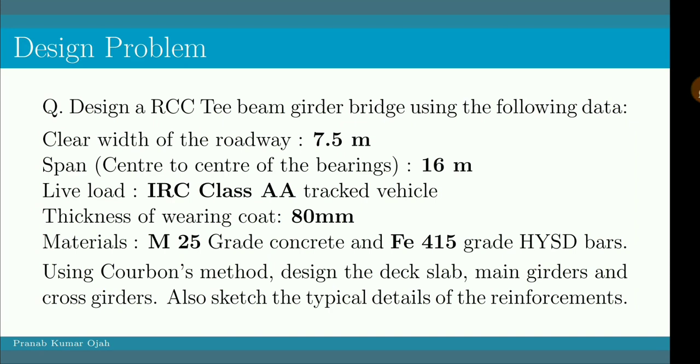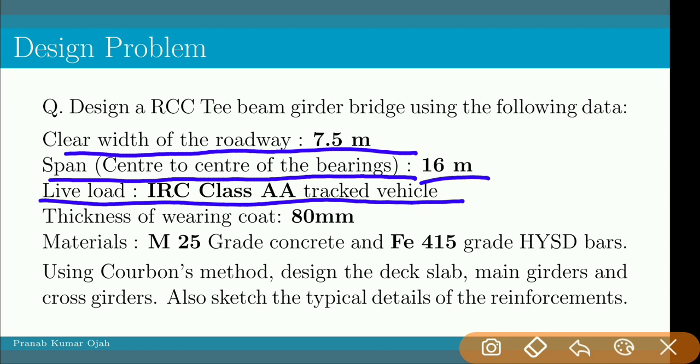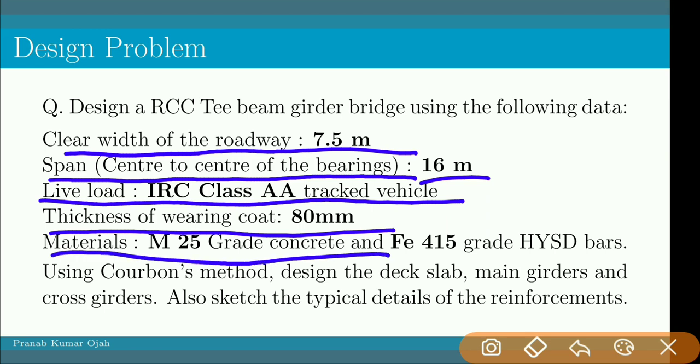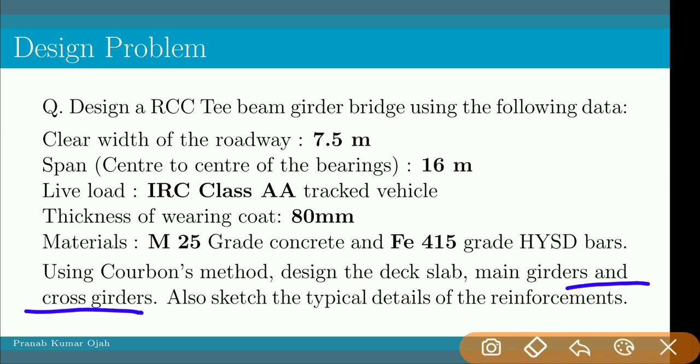Design an RCC T-beam girder bridge using the following data. The given data are the clear width of the roadway 7.5 meter, which is for a two lane road, then span of the bridge center to center of the bearings, it is 16 meter. Then the live load is IRC class A tracked vehicle. Then thickness of the wearing coat is given as 80 mm. The materials we have to use here are M25 grade of concrete and Fe415 grade of HYSD bars. The question is, using the Courbon's method, design the deck slab, main girders and cross girders. Also sketch the typical details of the reinforcements.